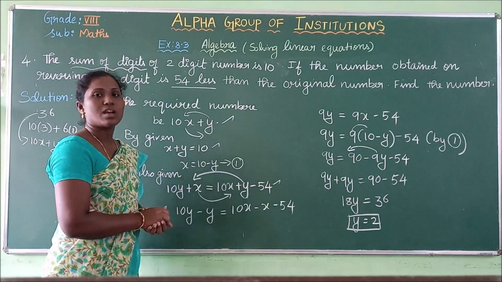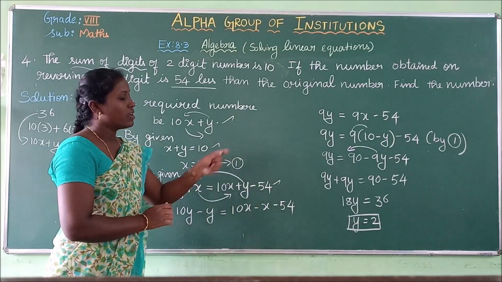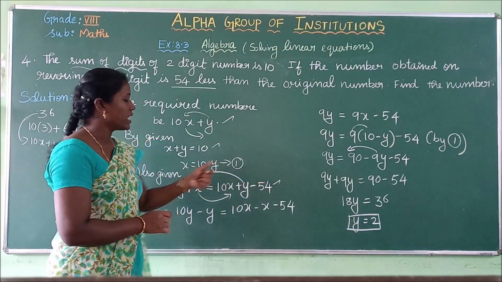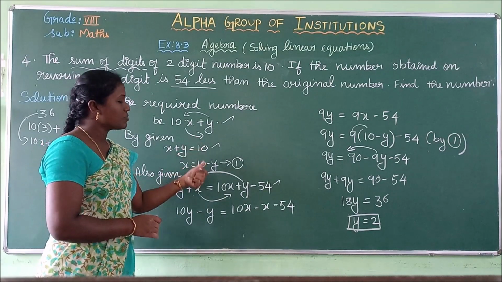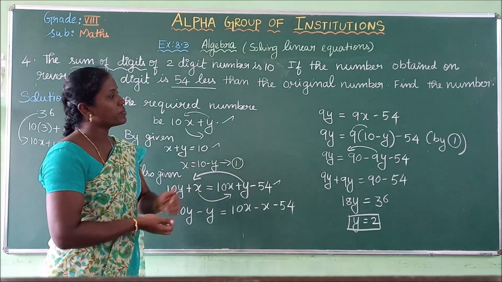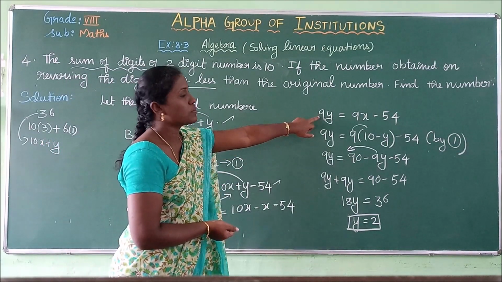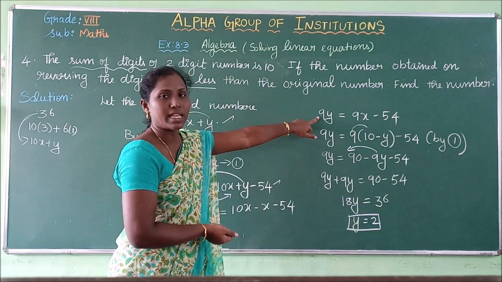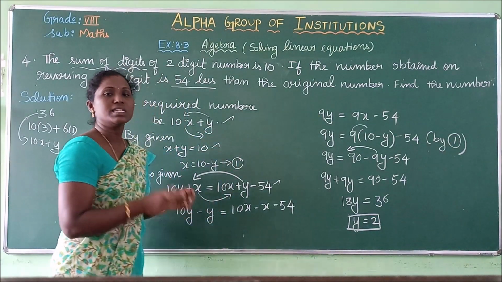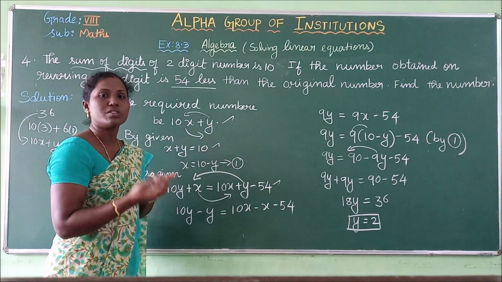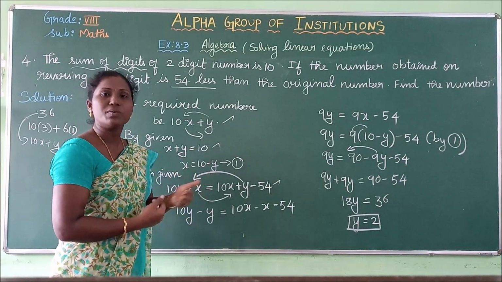But what about x? How to find the value of x here? We have to substitute the value of y in equation 1. We can substitute in some other equation also. For example, we can substitute in this equation also, we can get the x value. But we have to choose the simple equation where we substitute so that we can get the other value easily.